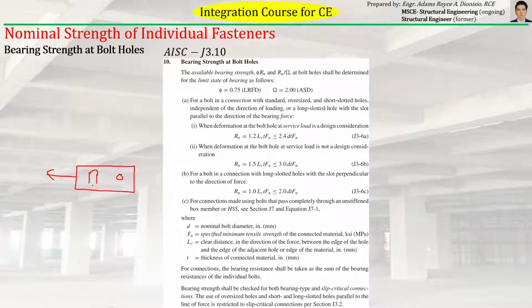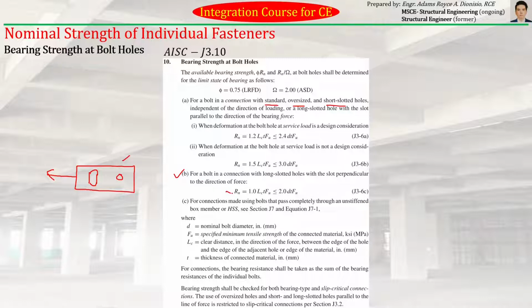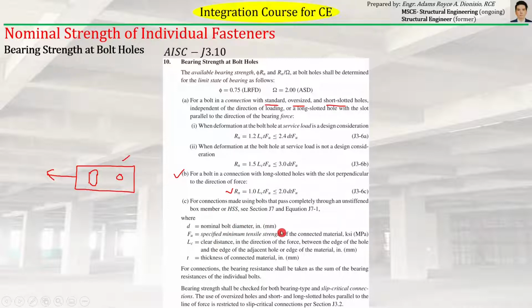Kung ganyan daw yung orientation ng slotted hole, dito ka pasok sa letter B. Sa letter A, for standard, oversized, tsaka short slotted holes. Okay. Itong ganitong case sa letter B, ito yung formula for R. For connections made using bolts that pass completely through an unstiffened box member or HSS, you can just look for section J7 tsaka yung equation J7 na siya.